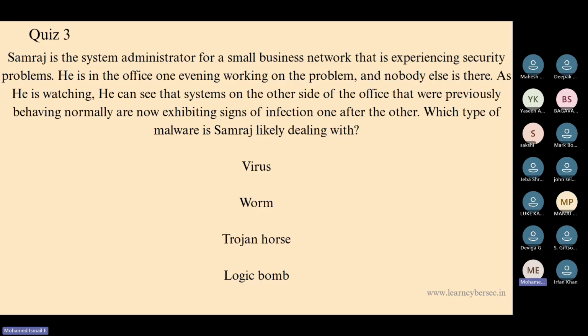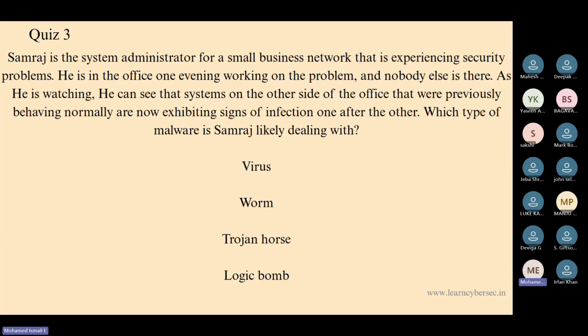All right, so simple questions. Virus cannot be the answer because a virus needs some user input. This question clearly tells that no one was sitting in the office. He's the only guy. So virus is not the answer. A virus needs a user trigger. A worm can spread from one device to another device by itself. It acts with that device as a base and spreads across other systems. So worm is the right answer.